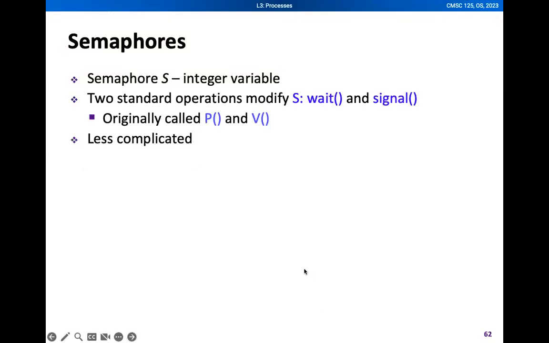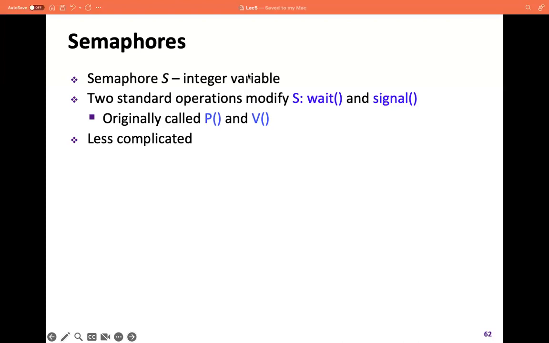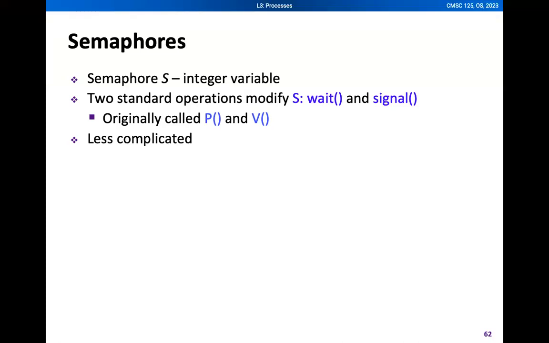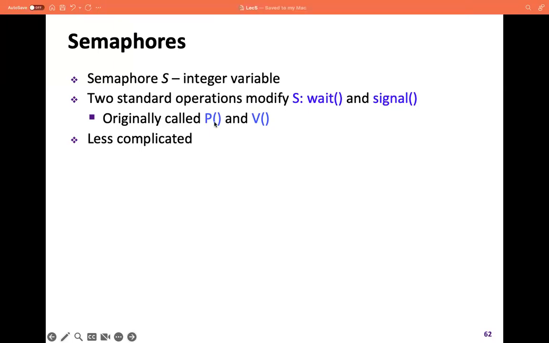So what is indeed a semaphore? A semaphore S is an integer variable. So take note, an integer variable that, apart from initialization, is accessed only through standard operations: wait and signal. Wait and signal were originally called P and V.